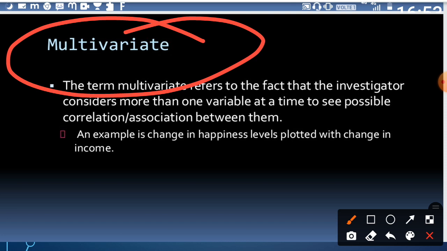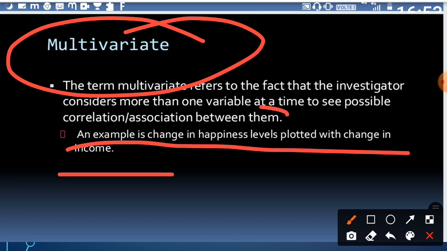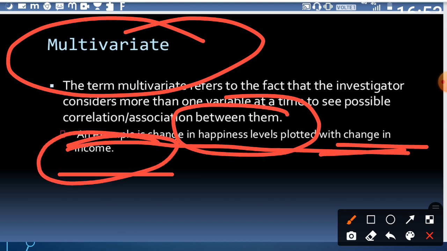The term multivariate itself says that we are considering more than one variable at a time. Here is an example: change in happiness level. Your happiness level may change, that's why it is a variable. Then we have change in income; your income may change, so income is also a variable. So when we plot change in happiness with respect to change in income, it is a multivariate graph, right? Why? Because we are taking two variables at a time here.